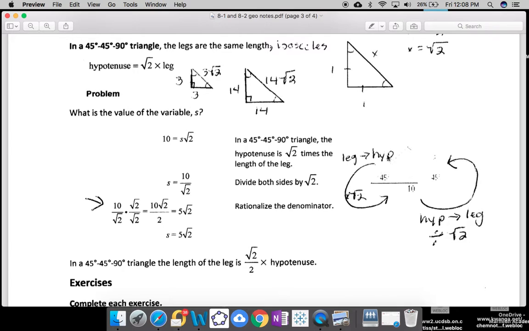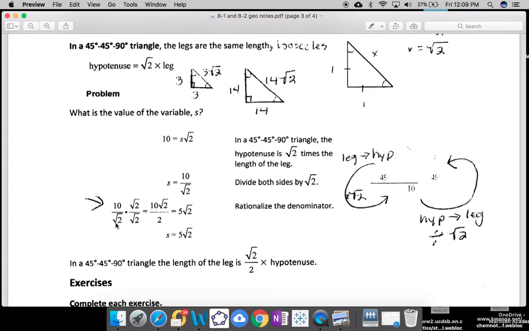Now, if going from the leg to the hypotenuse, we just multiply by square root of 2, we do the opposite to go from the hypotenuse to the leg. So if I'm given the hypotenuse of square root of 2, how do I get 1? I divide by square root of 2. If I'm given a hypotenuse as 10, how do I get the leg? I divide by the square root of 2. So over on the left here, 10 divided by square root of 2 is my leg.